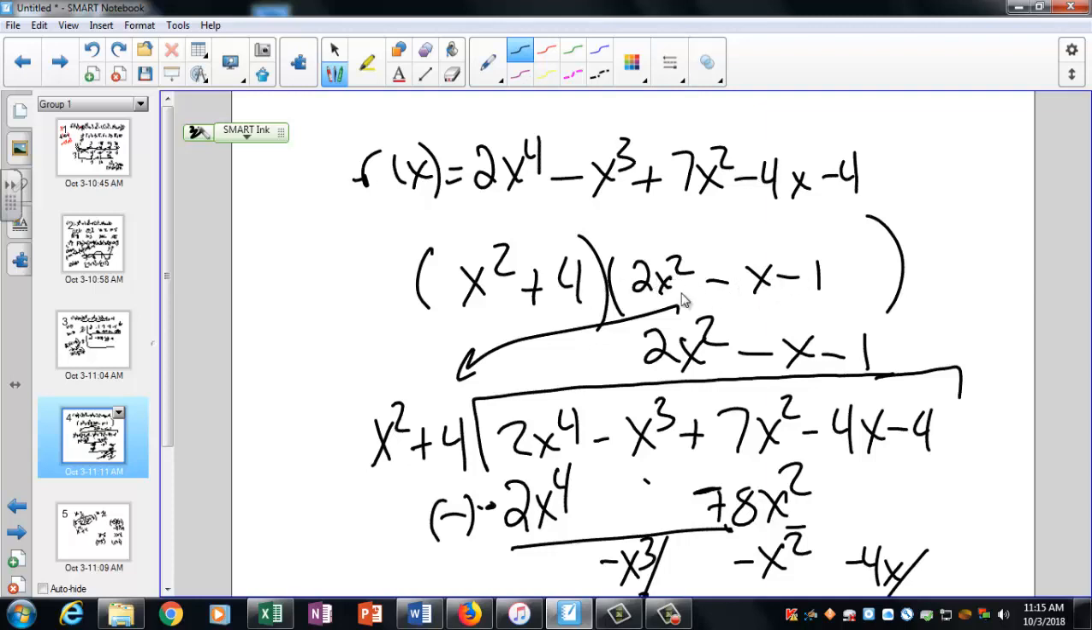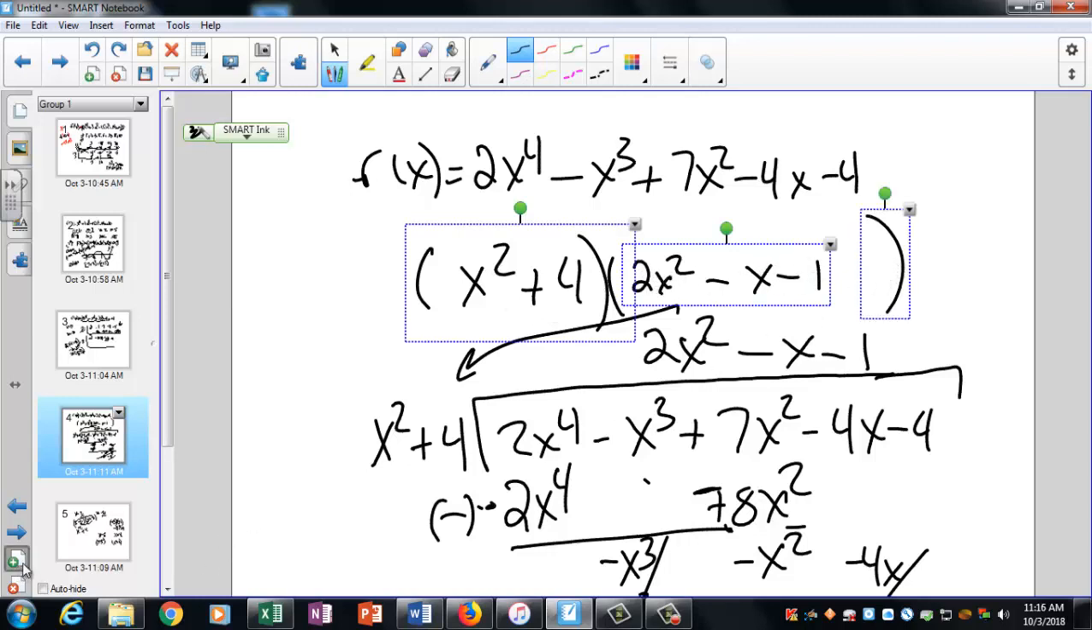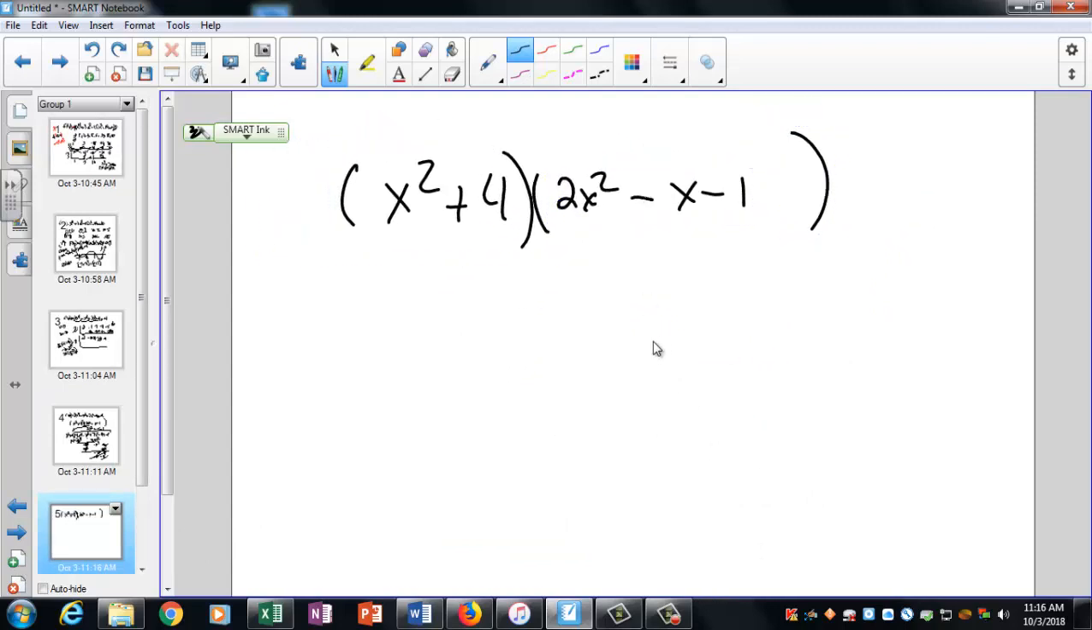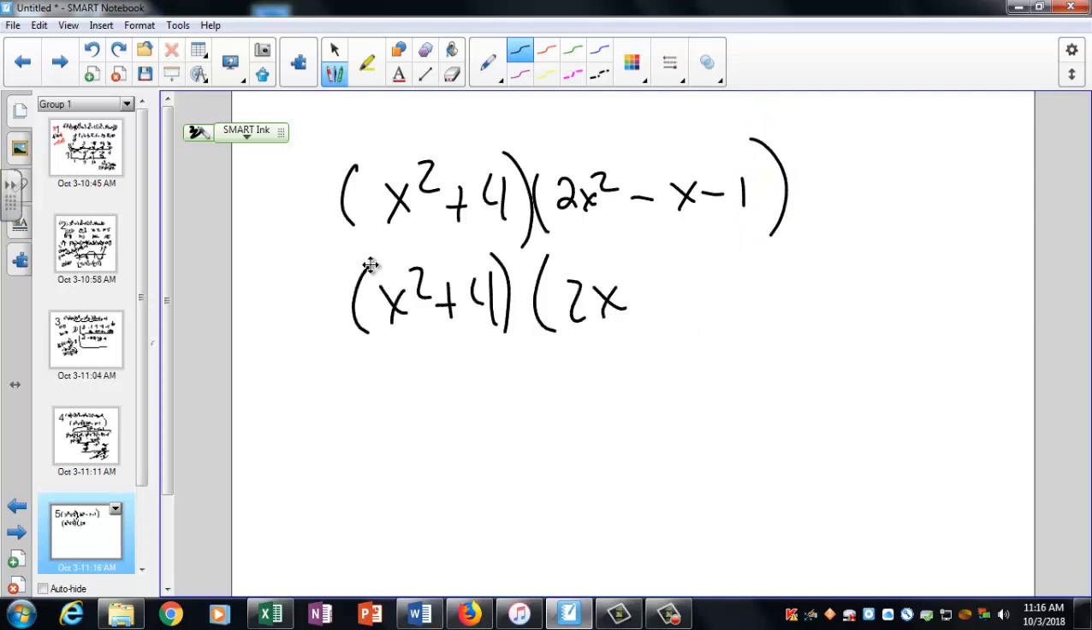Okay? What do you do once you get to here? Once you have it factored like this, what do you do? Yes, then you'd be able to factor it. That would be 2x plus 1, x minus 1. Once you get to there, then you would say x squared plus 4, 2x plus 1, x minus 1, yes? Which means x equals 1 and x equals negative 1/2.